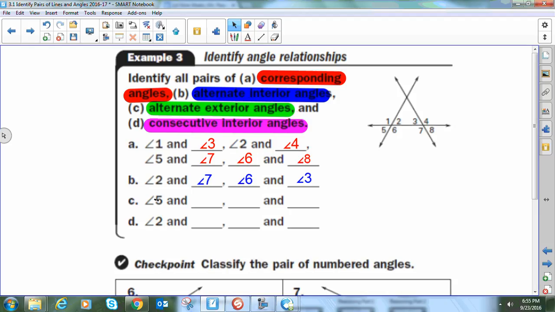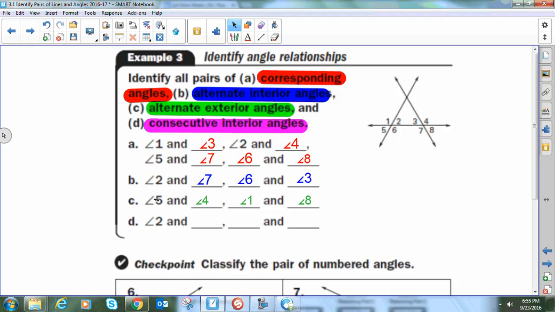So, next one, alternate exterior angles. Well, those would be angles on different sides of the transversal line, but outside of the other two angles, or the other two lines, I should say. So angle 5 has an alternate exterior angle pair that it goes with, and that would be angle 4. Angle 1 and 8 would be the other pair of alternate exterior angles in this diagram.